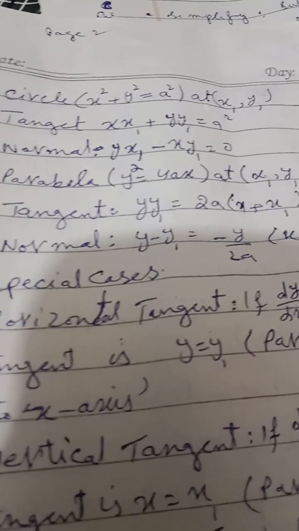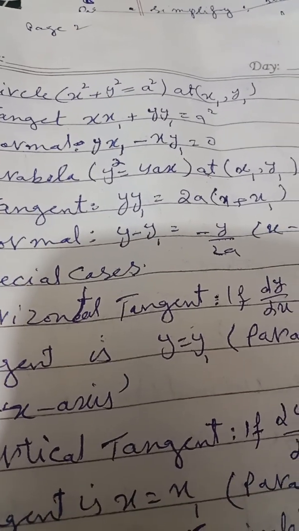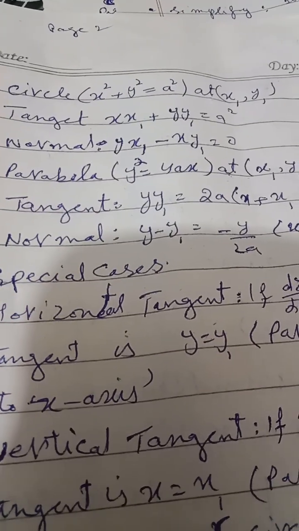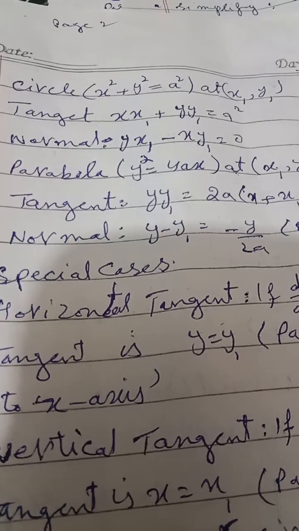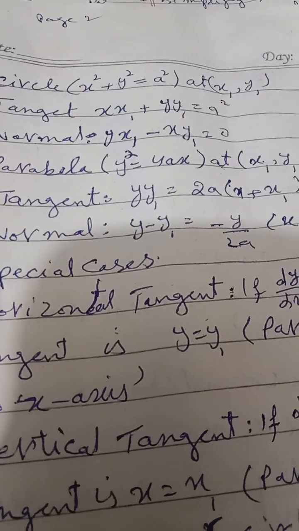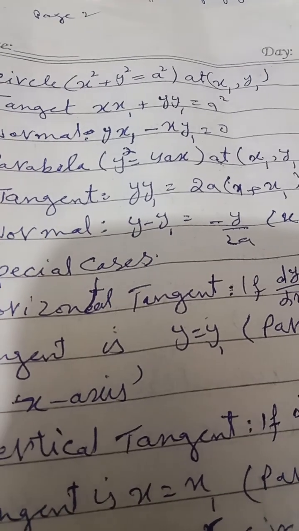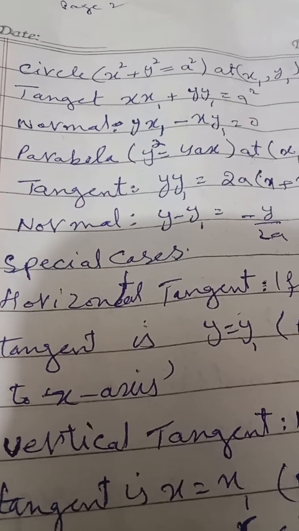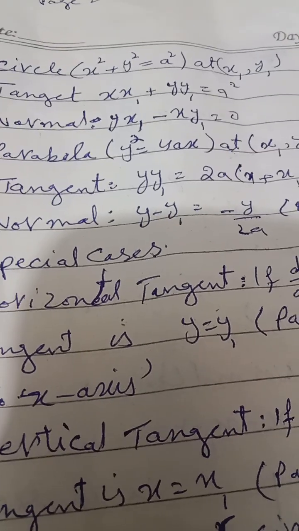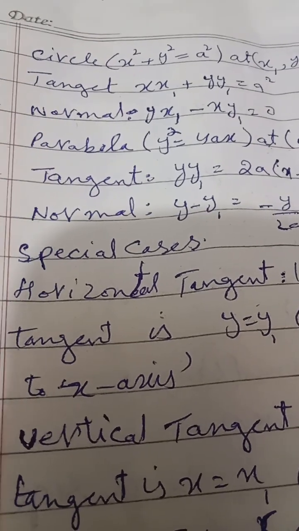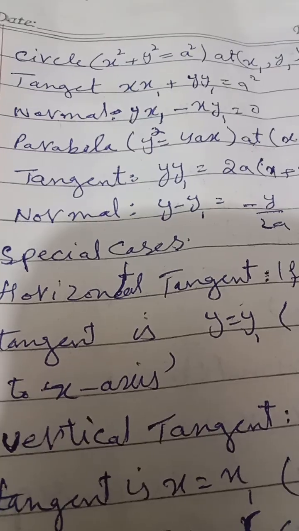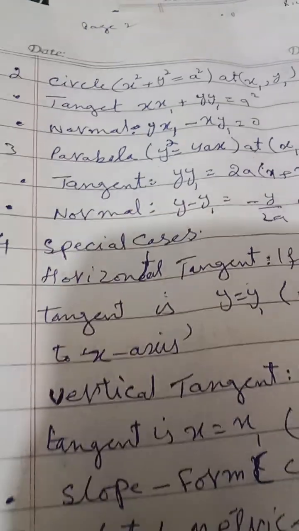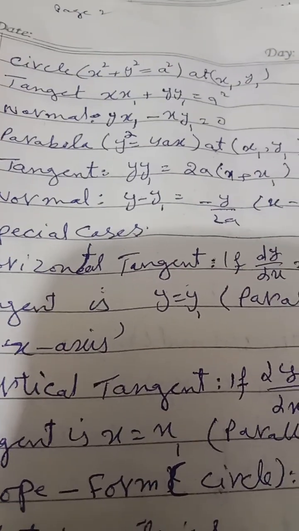Circle: x square plus y square is equal to a square. At x1, y1, the tangent equation is x into x1 plus y into y1 is equal to a square. The normal is y x1 minus x y1 is equal to 0.